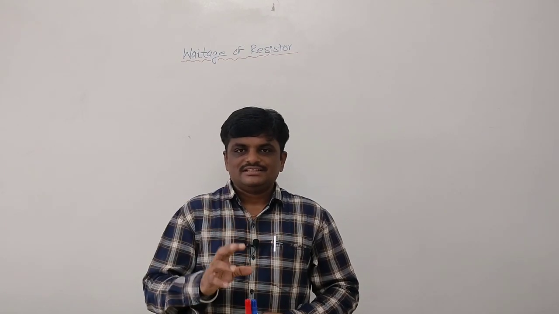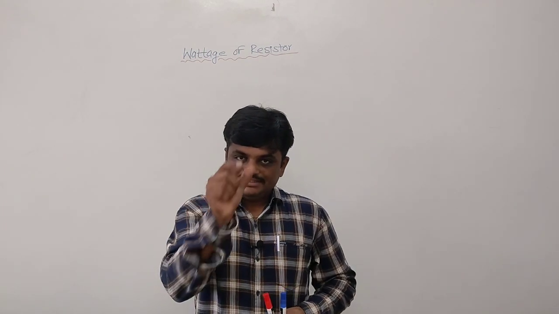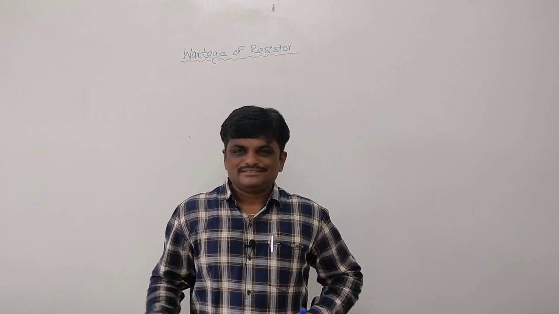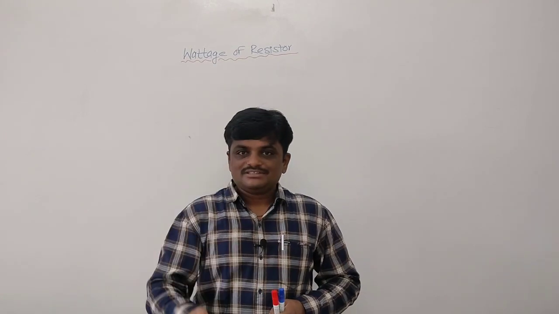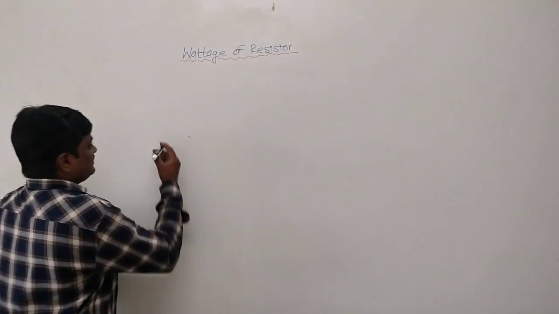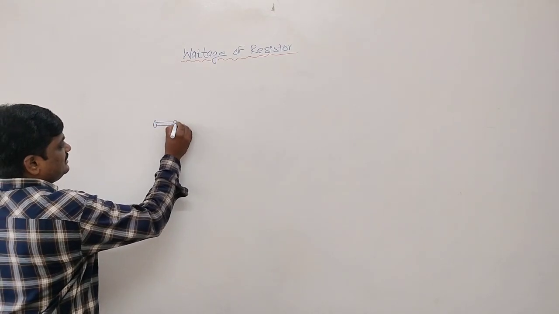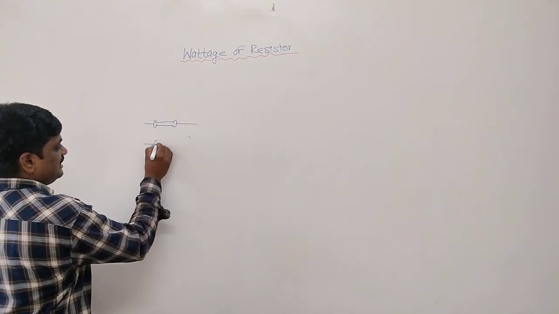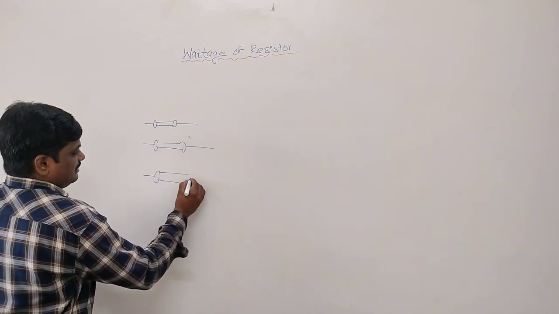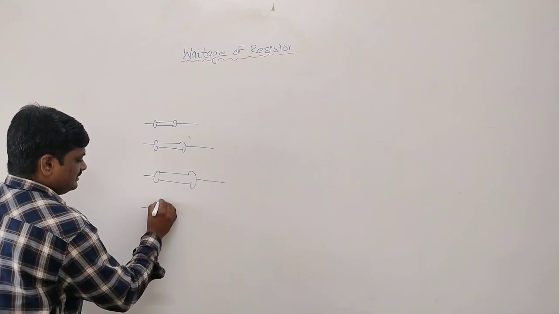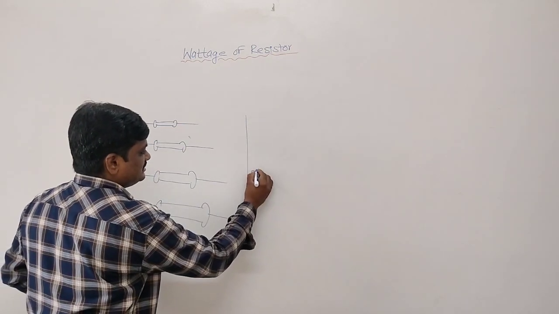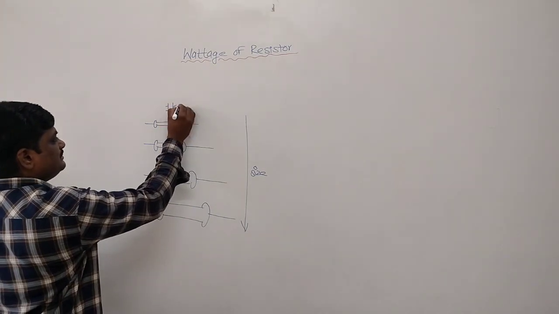Friends, have you ever seen the 1 kilo ohm resistor of small size, 1 kilo ohm resistor of medium size, 1 kilo ohm resistor of big size and that of very big size? So all these resistors have the same resistance value, 1 kilo ohm, but why is there a difference in the size? There is an increase in the size of the resistor, though their value is the same, say 1 kilo ohm.